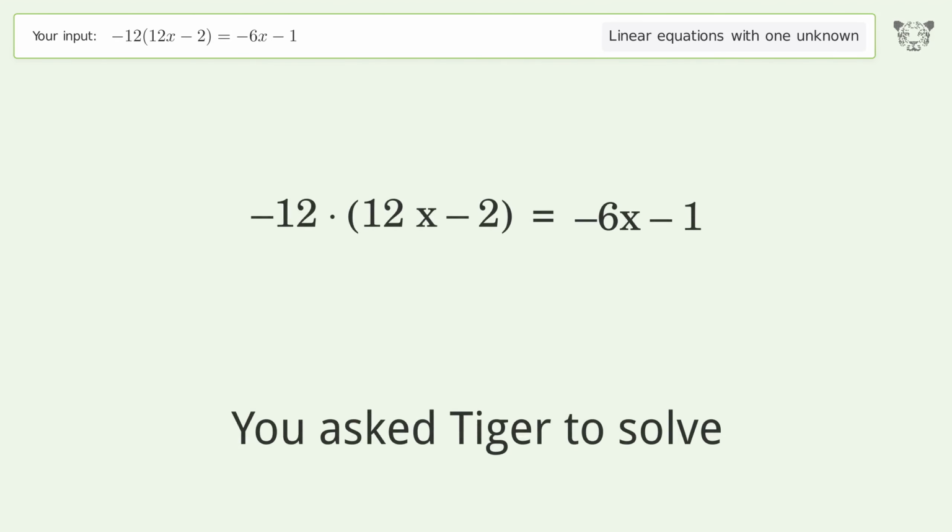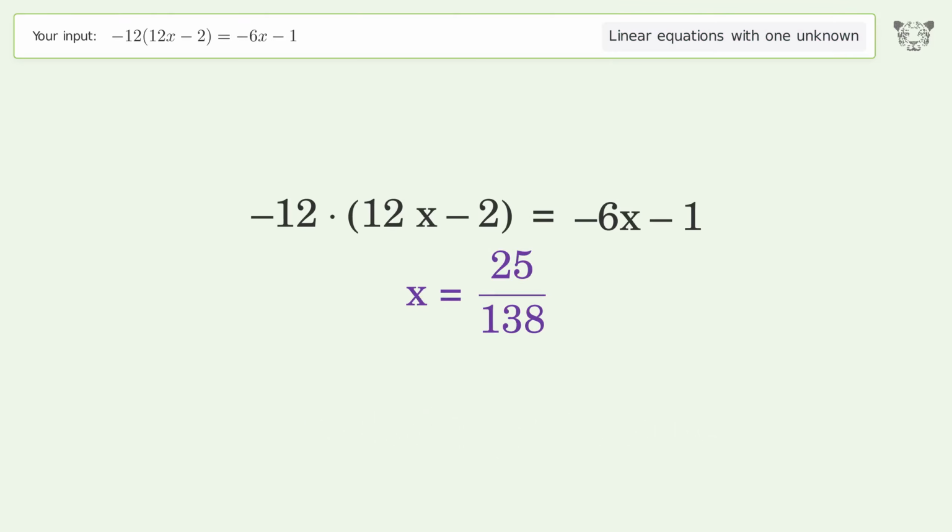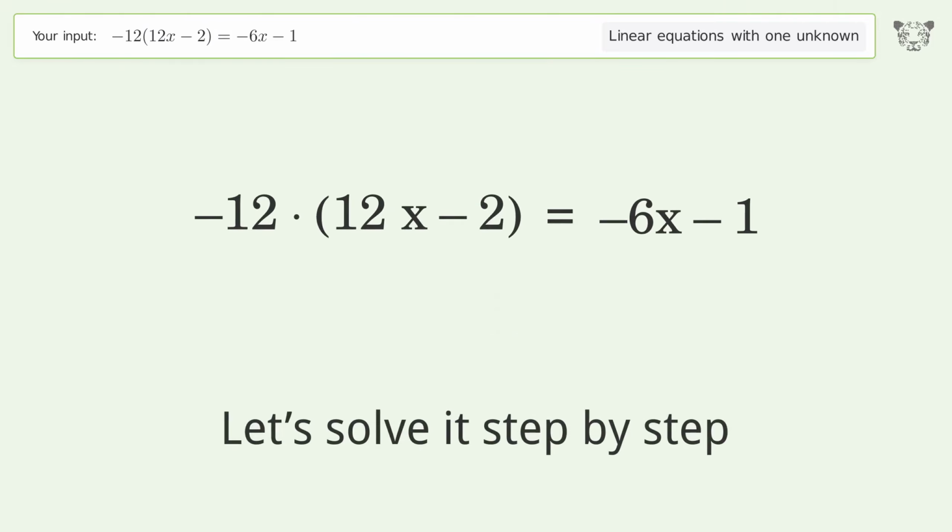You ask Tiger to solve. This deals with linear equations with one unknown. The final result is x equals 25 over 138. Let's solve it step by step.